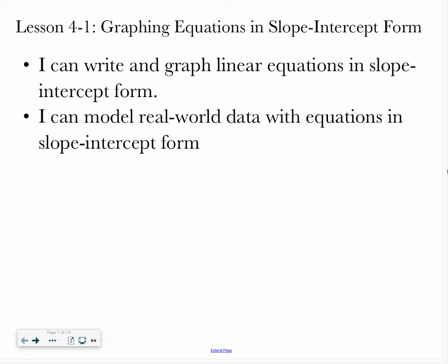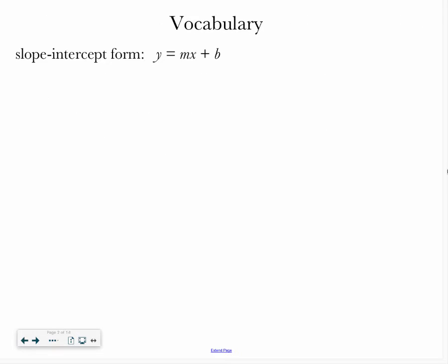Hello class, welcome to lesson 4.1, which is all about graphing equations in slope-intercept form. By the end of this lesson, you should be able to write and graph linear equations in slope-intercept form, and you should be able to model real-world data with equations in slope-intercept form.